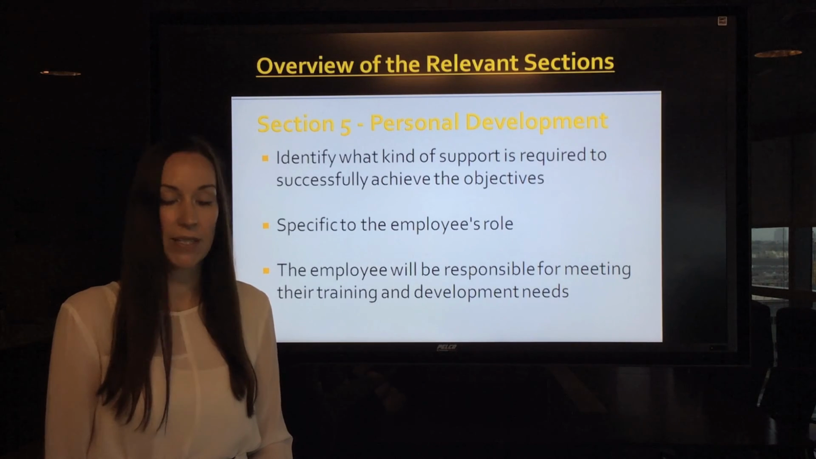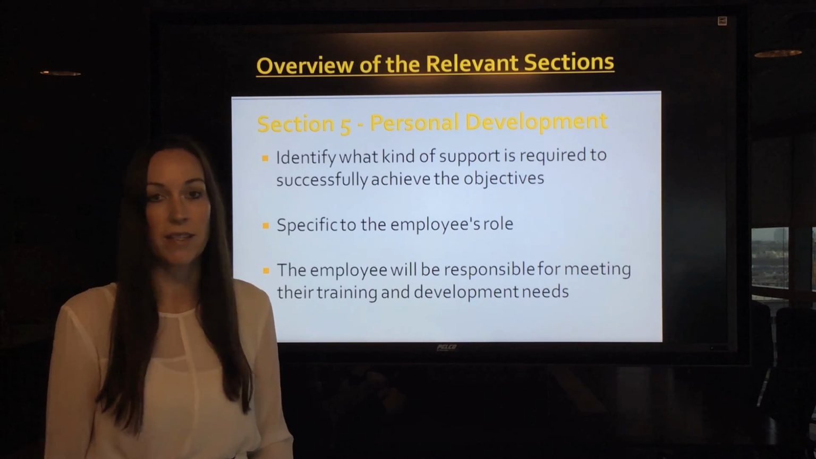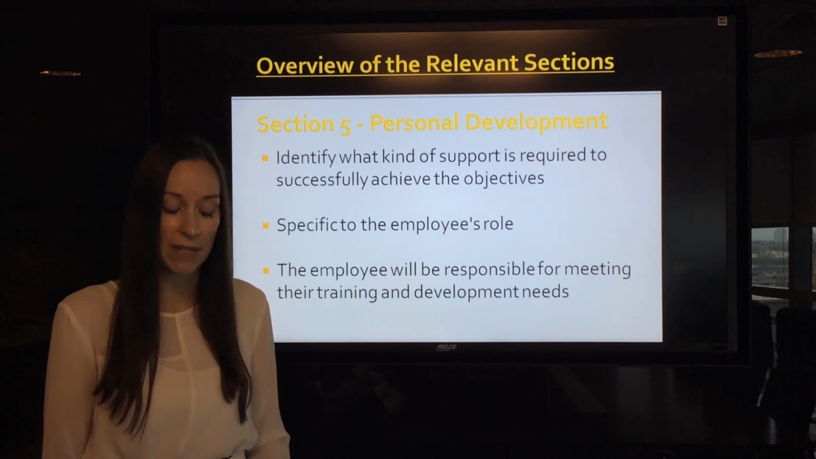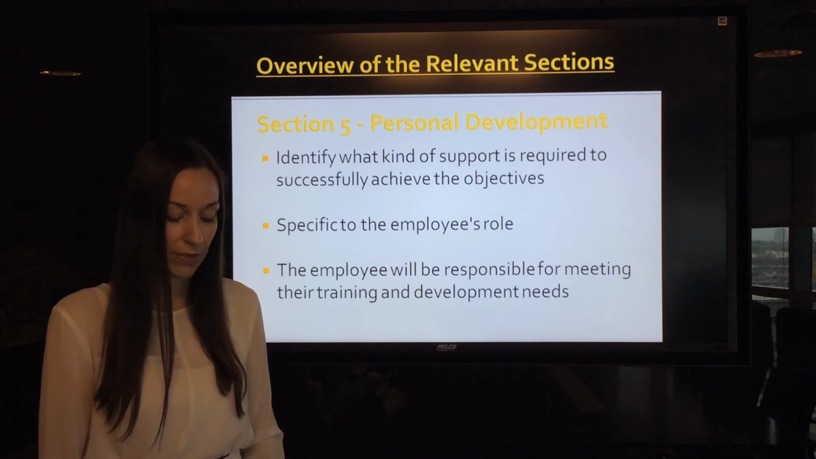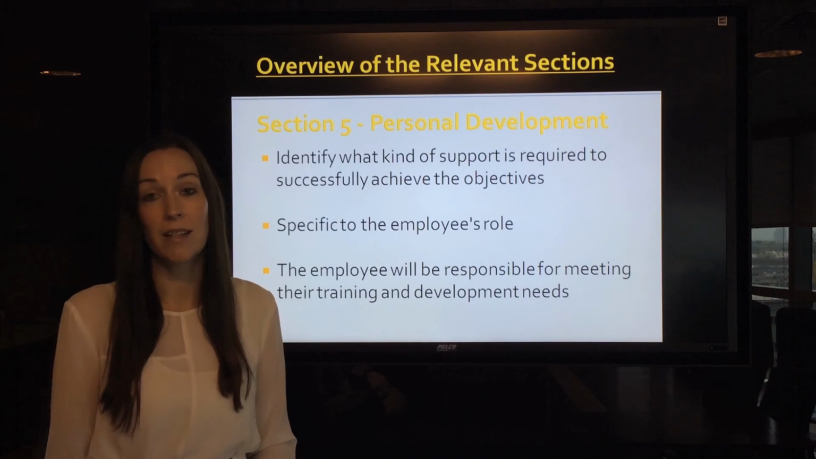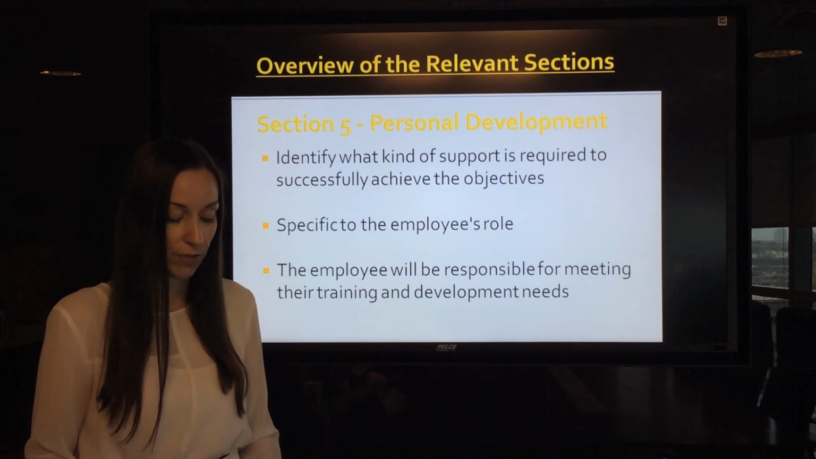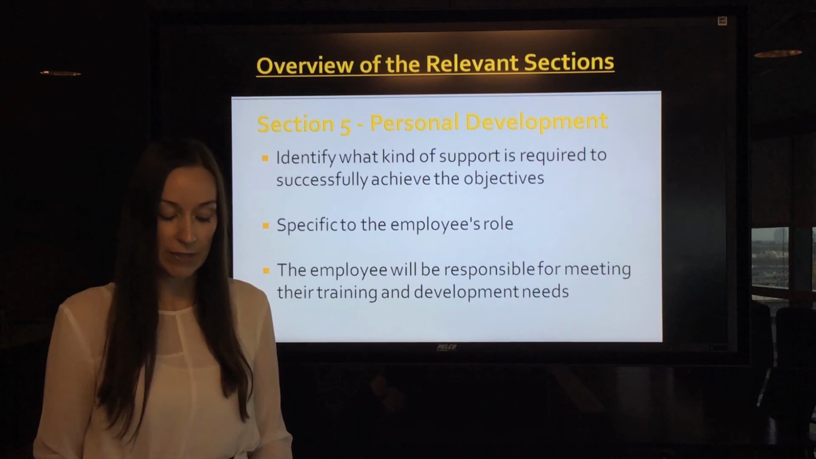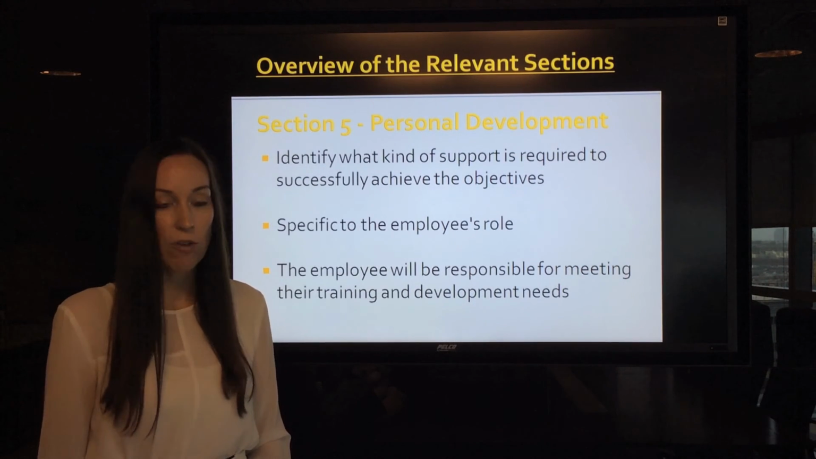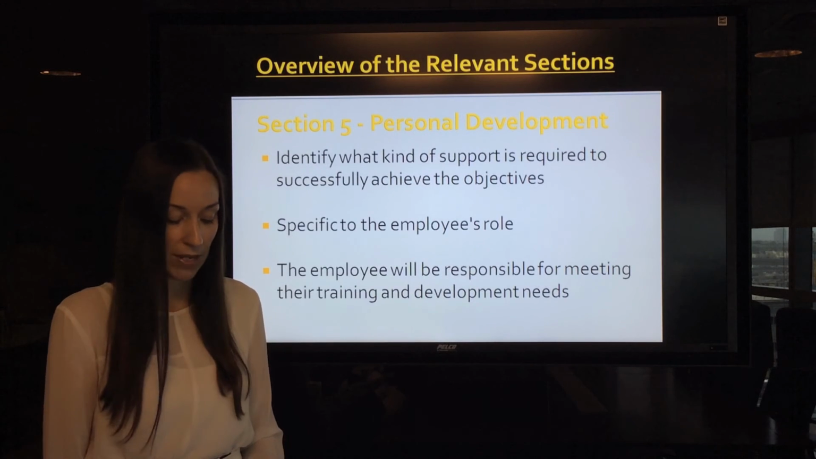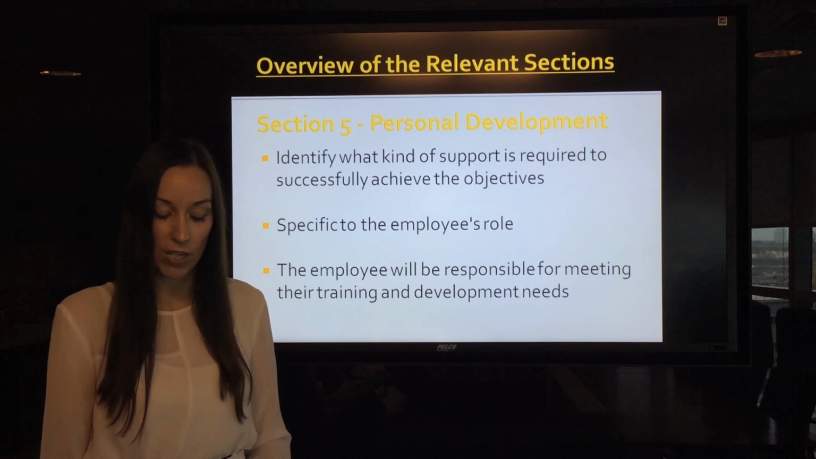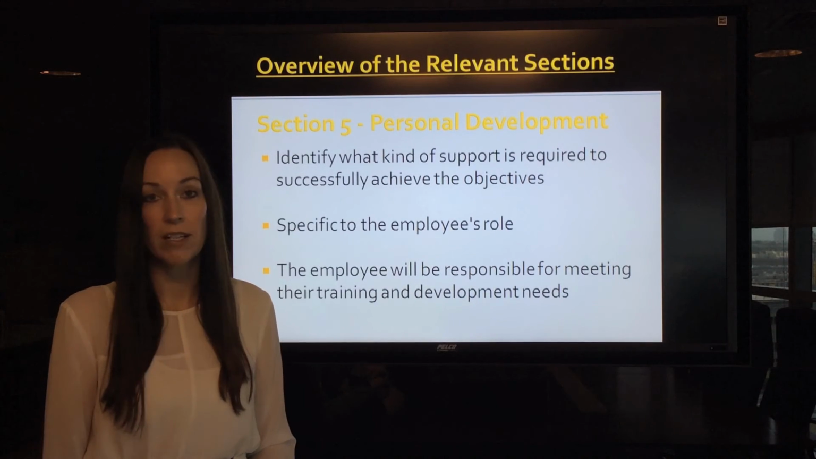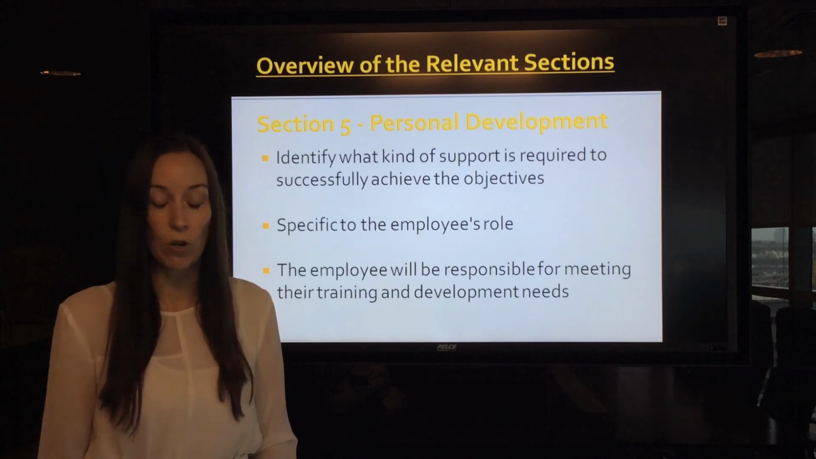Employees and line managers must consider what kind of support is required to successfully achieve the objectives that have been set for them and to improve their overall performance. Managers need to be expected to discuss the employee's career aspirations. Development needs should be specific to the employee's role, and where appropriate, training solutions should be explored. Managers need to be specific and clear about what knowledge and skills their direct reports need to acquire or develop.